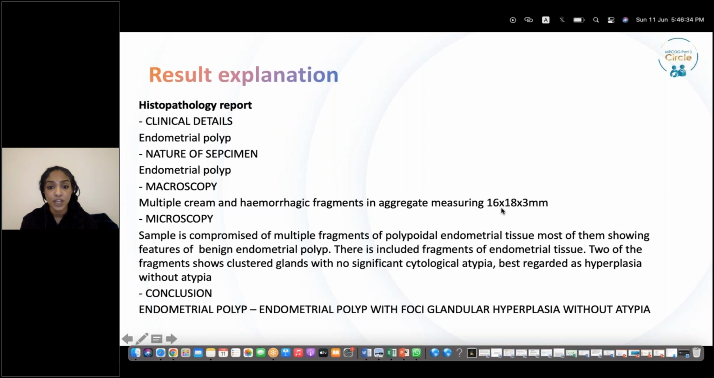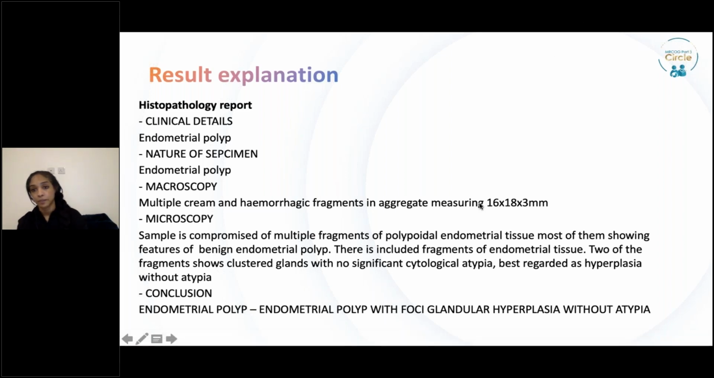There is included fragments of endometrial tissue. Two fragments show clustered glands with no significant cytological atypia, best regarded as hyperplasia without atypia. So the conclusion is an endometrial polyp that was removed, and when they took the biopsy, or accidentally there were cells with it from the endometrium, it showed hyperplasia without atypia.